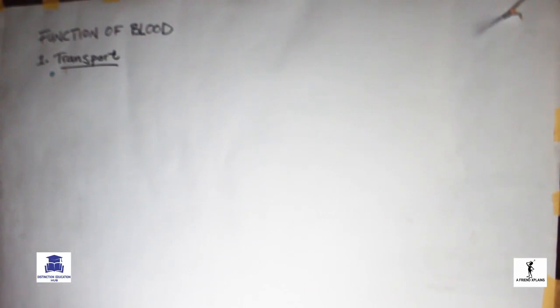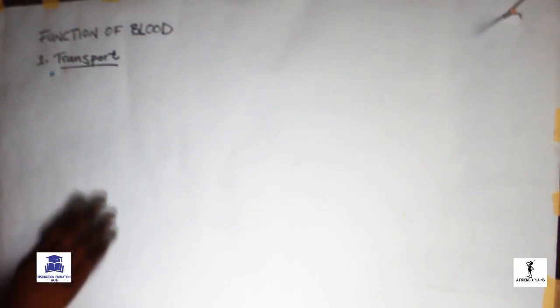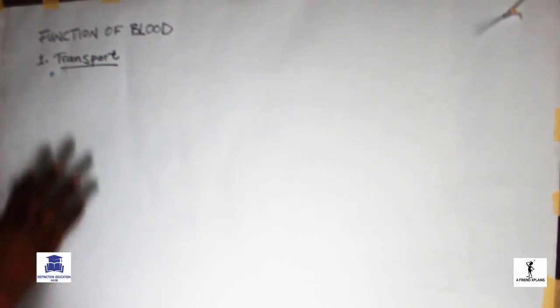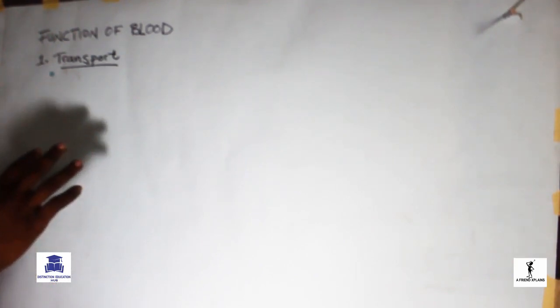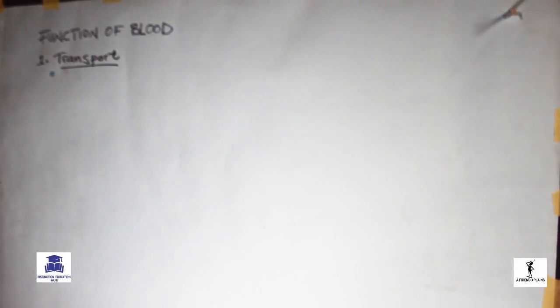Blood in the human body plays a very important role for transportation. We did talk about blood vessels, so blood is able to be transported in those vessels and is taken to different parts of the body where it is needed, or to different tissues in the body. Since the first function of blood is transport, it is the transportation system.